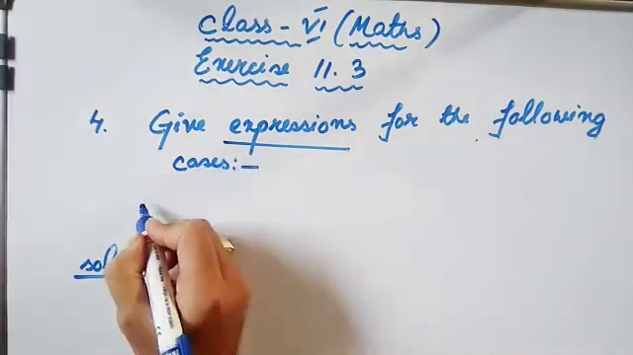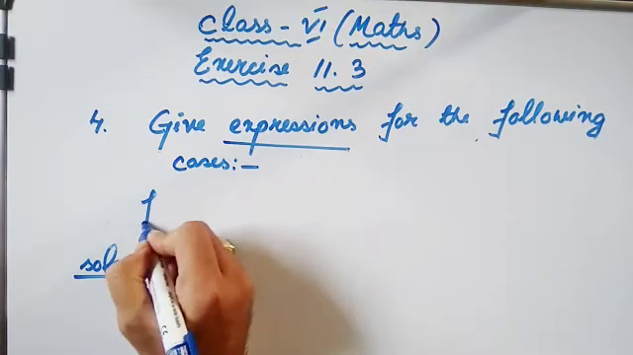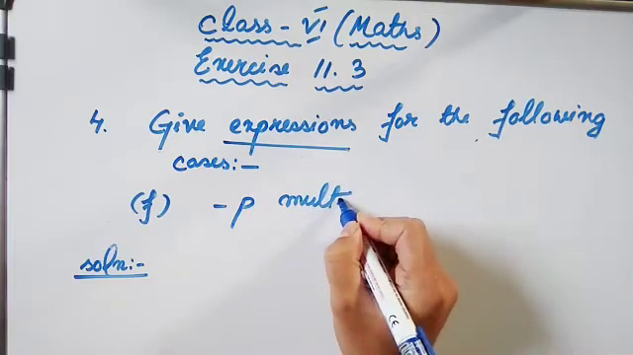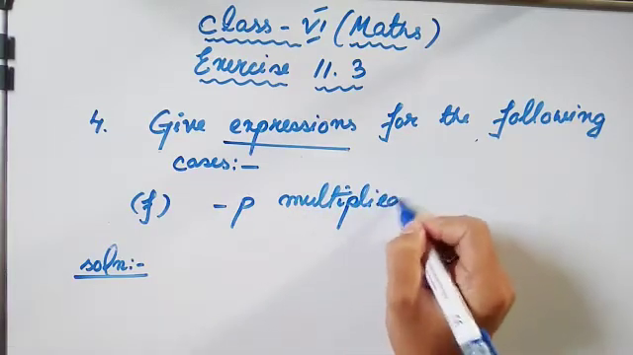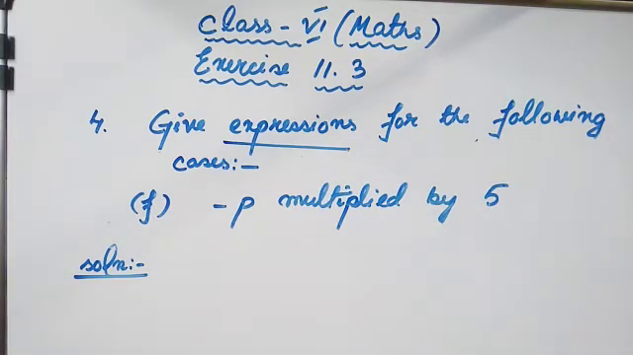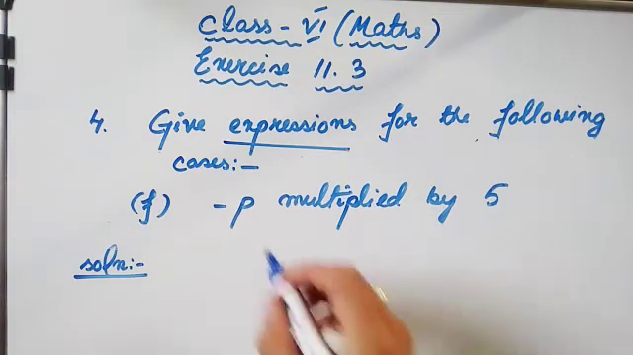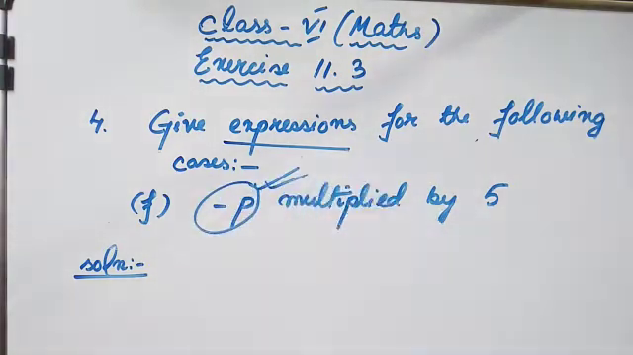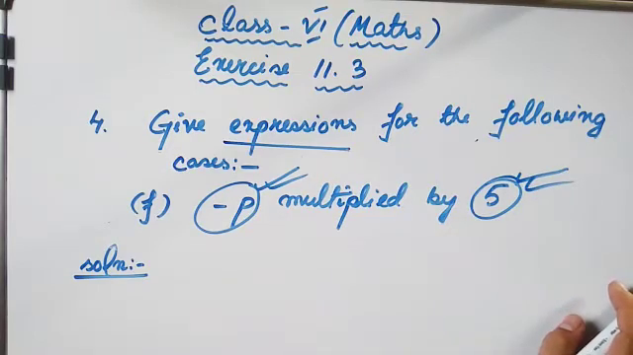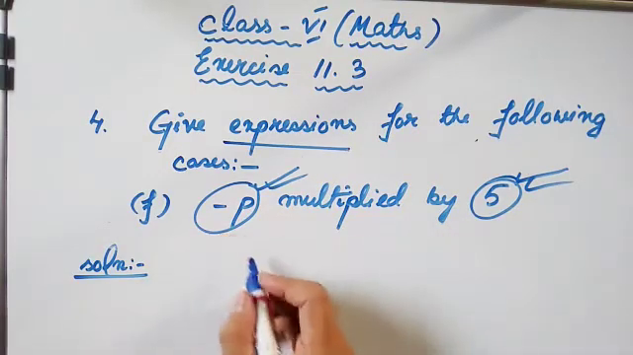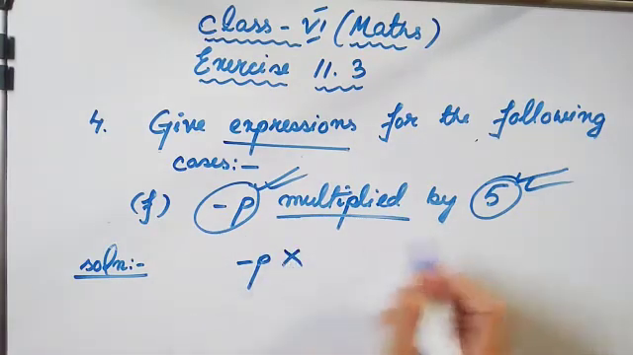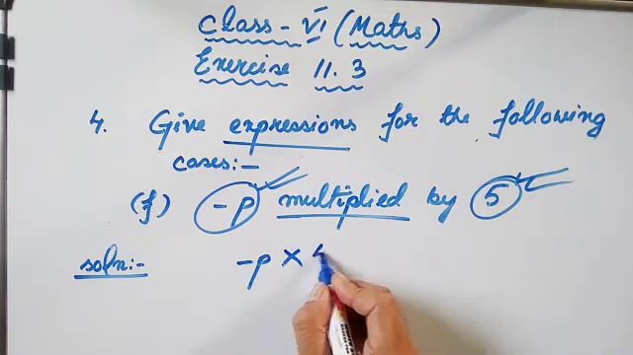That is question number F. Minus p multiplied by number 5. So here our variable is minus p and our number is 5, right? And the statement says minus p is multiplied by 5.